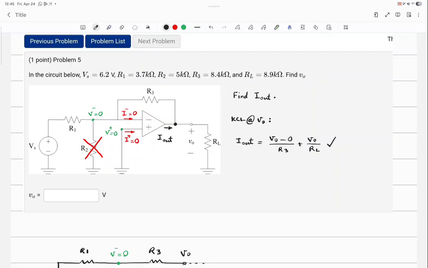So in this specific example, let me ask you two questions. Does RL play any role in the value of VO? Does it play any role in the value of I out? Yes. Okay. So if they ask for VO, the output voltage, no. RL, we don't care about that. But if they specifically ask for I out, then RL plays a role. Okay? Any problem?